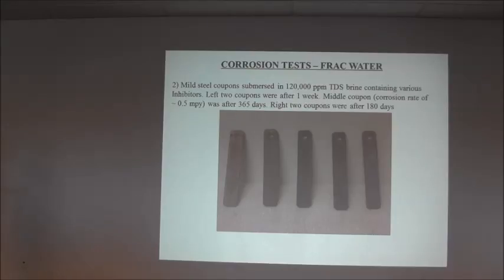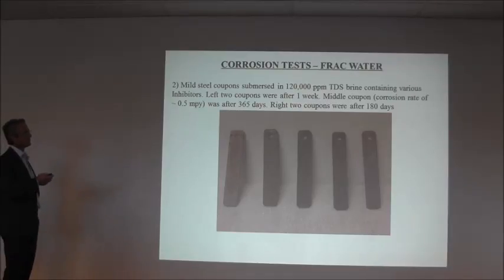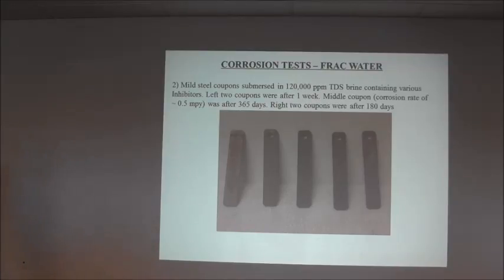So on the left here, this was 120,000 TDS brine. The left two coupons show reasonable amounts of corrosion after just 1 week. The middle coupon had a measured weight loss corrosion of 0.5 mpy after submersion in that fluid for 1 year. And the right two coupons, which are heavily corroded, were in other inhibited solutions, but after about half a year. So again, you can see quite a dramatic difference between what different chemistries' effect can be from an inhibition standpoint, or lack of inhibition standpoint thereof.